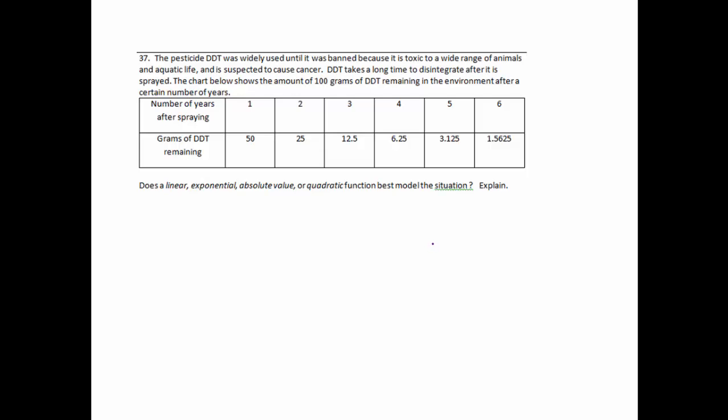The pesticide DDT was widely used until it was banned because it's toxic to a wide range of animals and aquatic life and is suspected to cause cancer. DDT takes a long time to disintegrate after it is sprayed. The chart below shows the amount of 100 grams of DDT remaining in the environment after a certain number of years. So notice after 1 year it's 50, and then up to 6 it's 1.5625. So again, does a linear, exponential, absolute value, or quadratic function best model the situation?